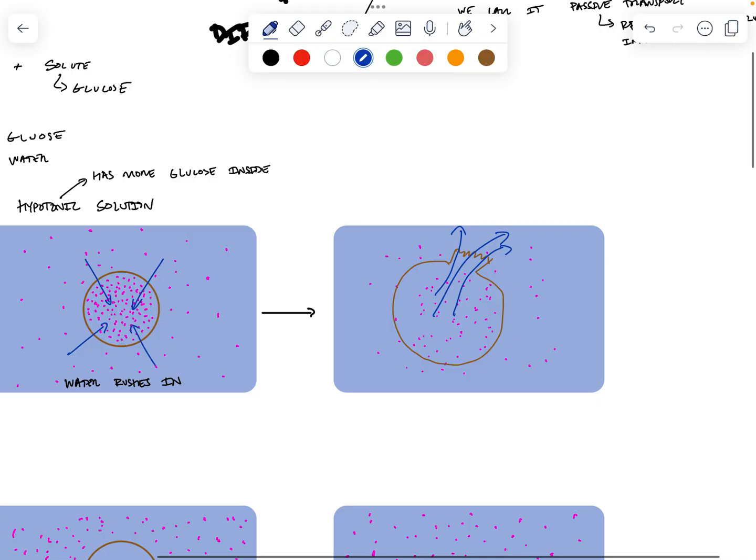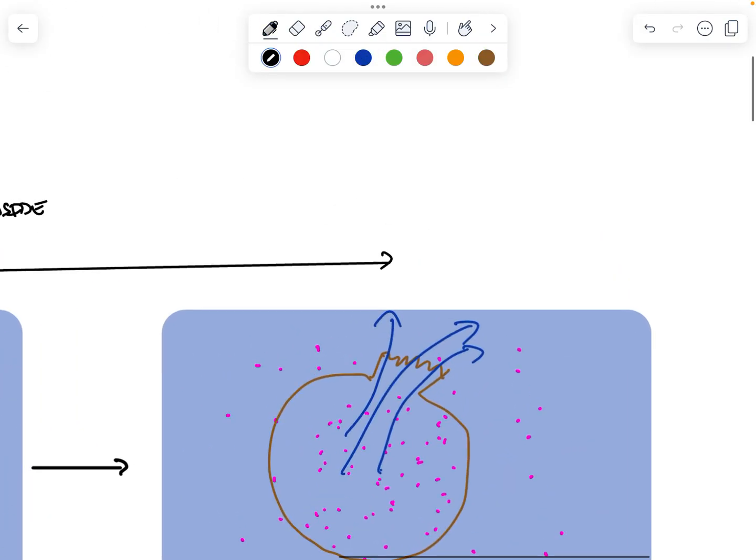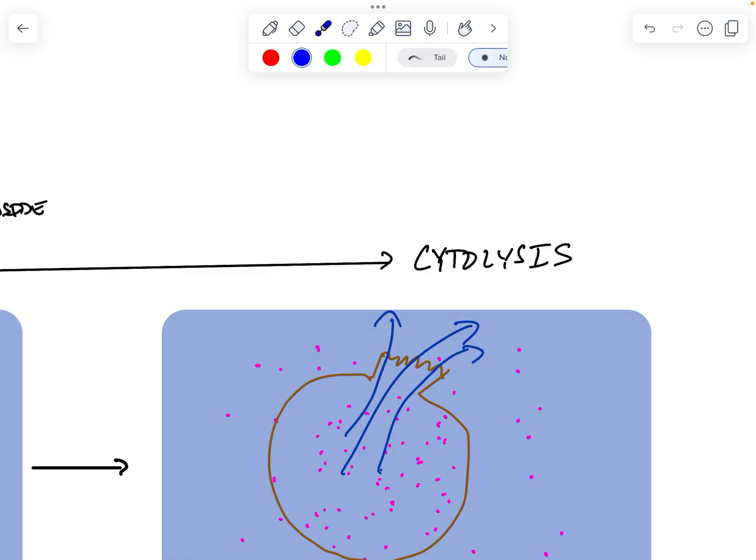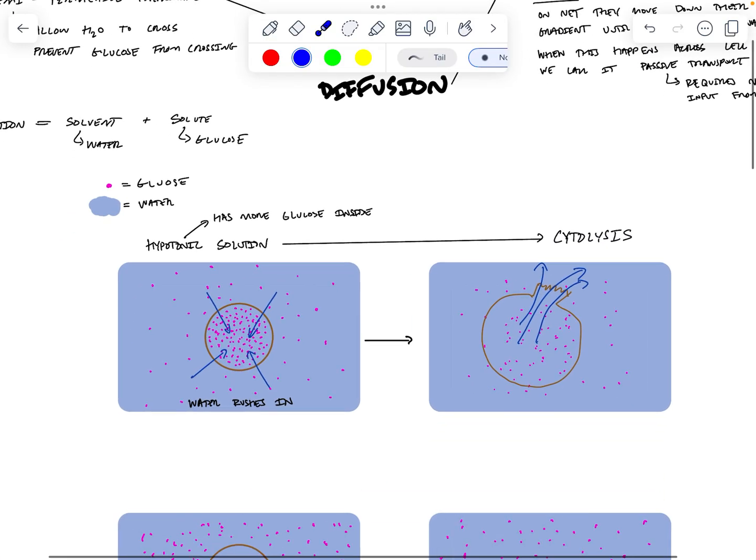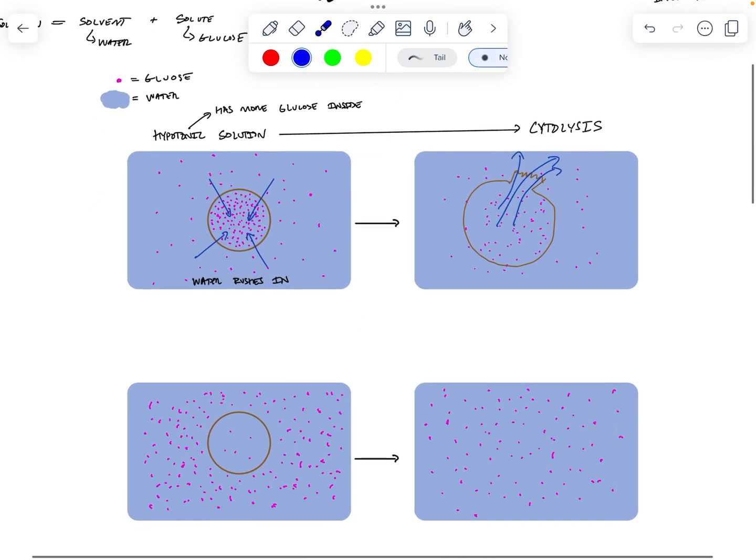So a hypotonic solution can cause a situation called cytolysis. Cyto refers to the cytoplasm, the inside of the cell, and lysis means to break or to burst. So hypotonic solutions can cause cytolysis in some cases.